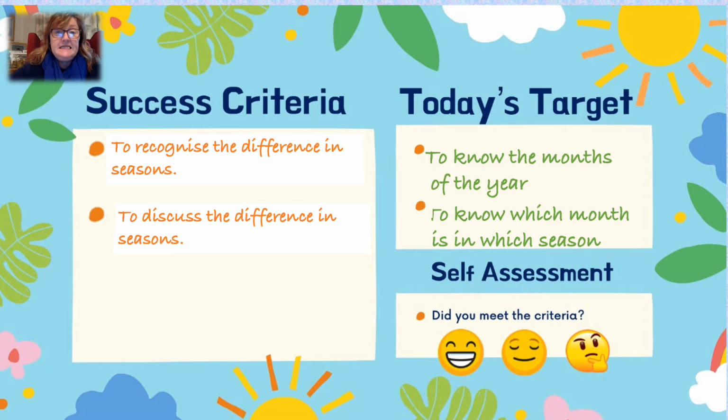So your target today is to know the months of the year other than just your birthday month, to know which month it is in which season, and to recognise and discuss the difference in seasons. To be able to reach your target, you're going to have to know those things, aren't you?